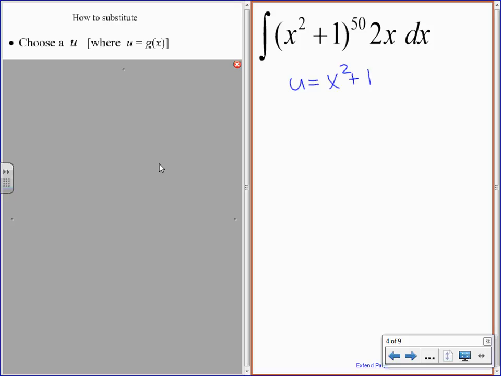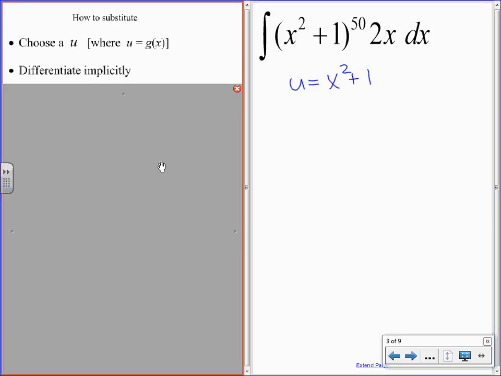Our next step is to differentiate. Okay. It says implicitly, but I want us to think back to when we did differentials. Okay? The x and y, with like the dx and the dy. Okay?